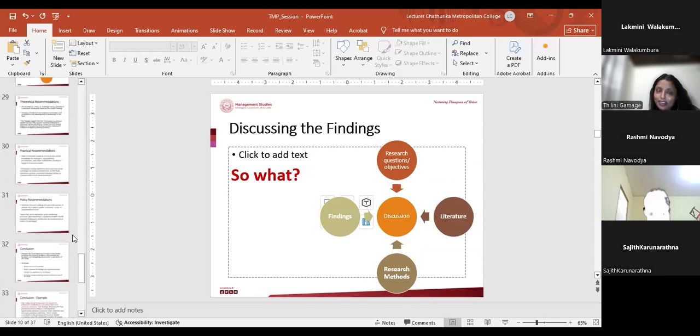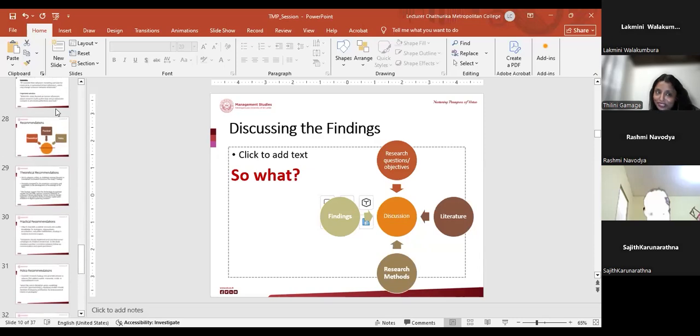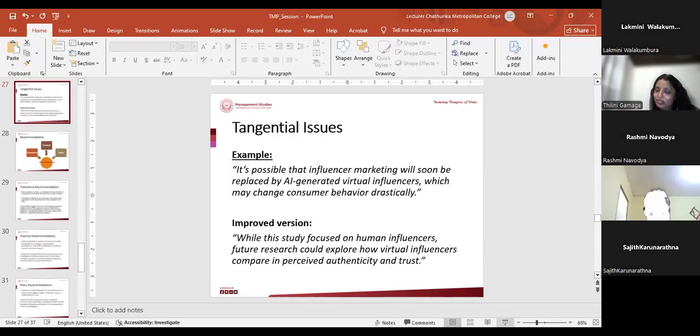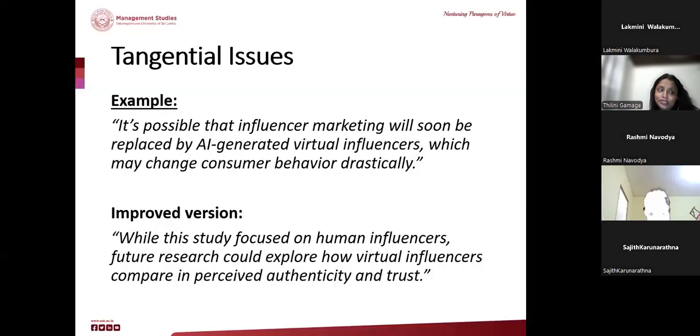I just want to ask whether you have questions up to this point. We were talking about how you should discuss the findings, what are the things that you should not do, and what are the things that you should do. As emphasized, please don't try to summarize your findings or restate your findings. That's not what we expect you to do.